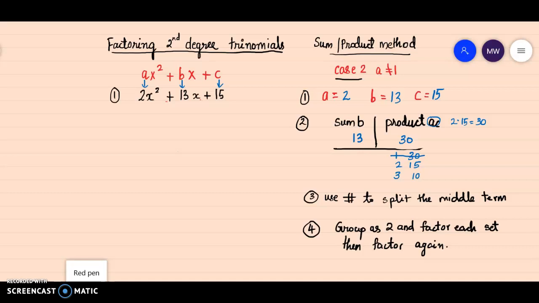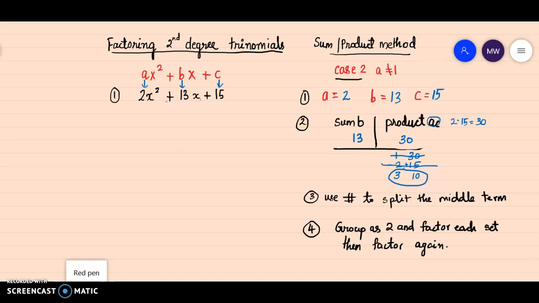2 and 15, when you add them, you get 17. When you subtract, you do get 13. But to get 13, 2 has to be negative and 15 has to be positive. But if we take this as our number, when you multiply negative 2 times 15, you're supposed to get negative 30, not positive 30. So this pair does not satisfy all the conditions. Look at the last pair. 3 times 10 is 30, and 3 plus 10 is also 13. So this is the pair that satisfies both conditions.